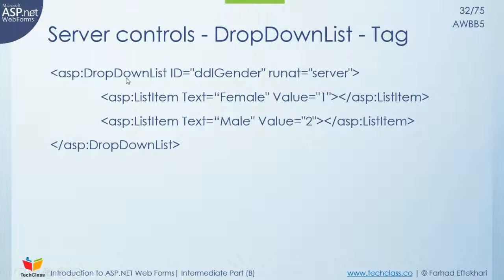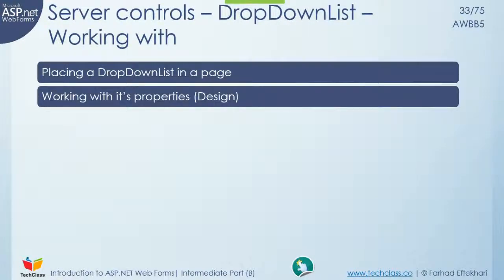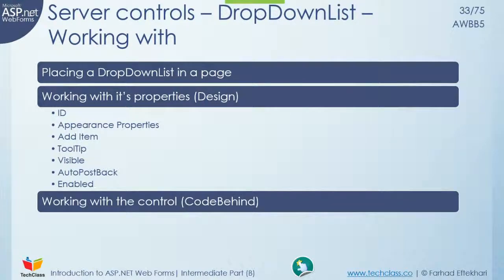As you can see here, the type of this server control is drop-down list. We can select the ID and later have access to this server control with this ID, and then runat server. And for each item inside of this drop-down list, we have to write one line like this. The text that's going to be shown to the user is this part, and then the value that on the back end side we can work with can be mentioned here. We're going to place a drop-down list in the page and then work with it on the design section and code behind section.